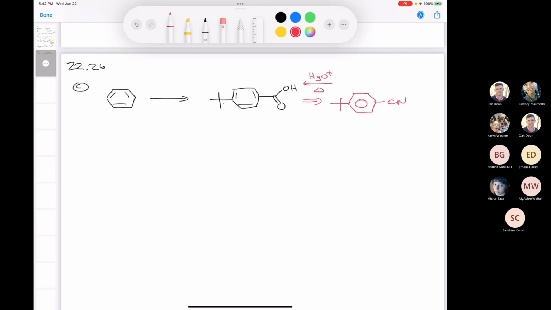So then, this is going to come from the nitro, right? We're going to need to have the tert-butyl group and the nitro. So which one do we install? Do we install the nitro or the tert-butyl? Can anybody answer that question?